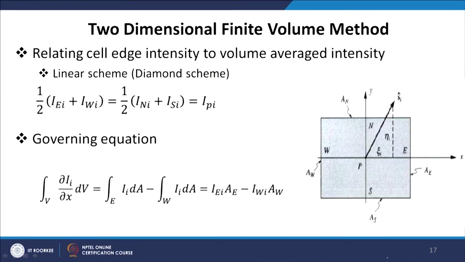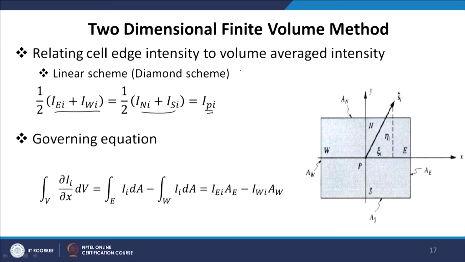So, we can take a linear scheme. In linear scheme we connect these faces in the x direction, IE, IP and IW. So, the average of these two intensities is nothing but the intensity at the center, and similarly north and south intensities are related to the cell center intensity using an average value. This particular interpolation scheme is linear and it is called the diamond scheme in radiative transfer, where we are interpolating the intensities linearly.